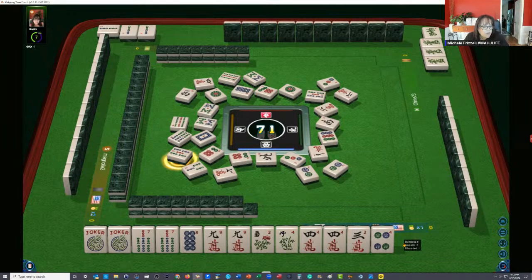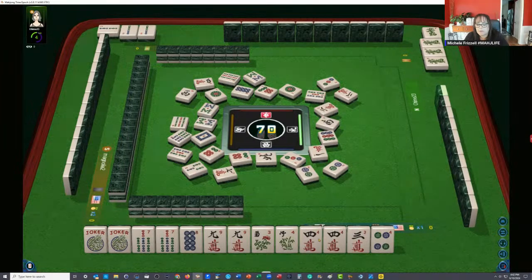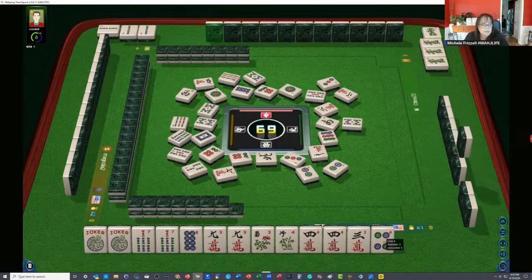5 bamboos. Shouldn't the 4 dot go as you let your tiles go first? Not if it's joker bait. If it's joker, oh yeah, the 4 dot. Yes, I'm sorry.